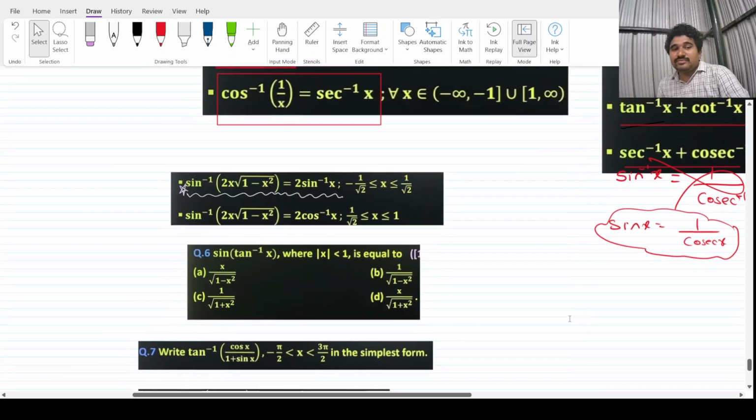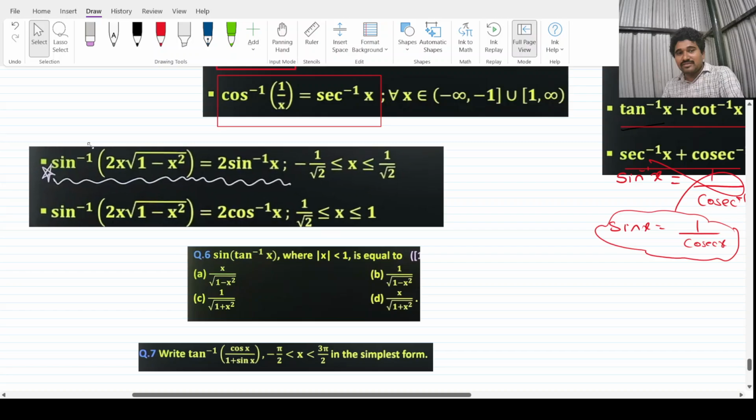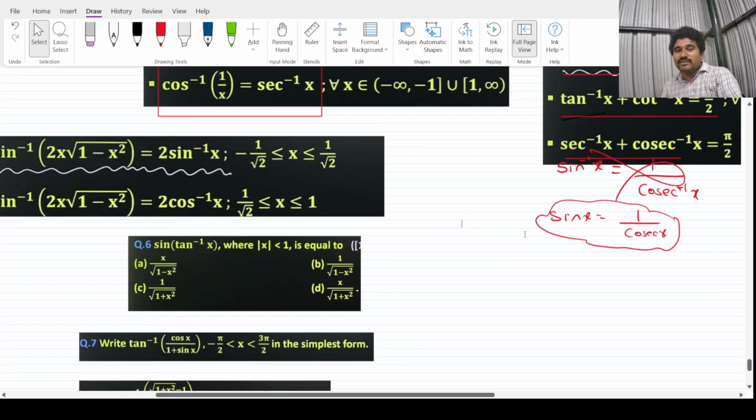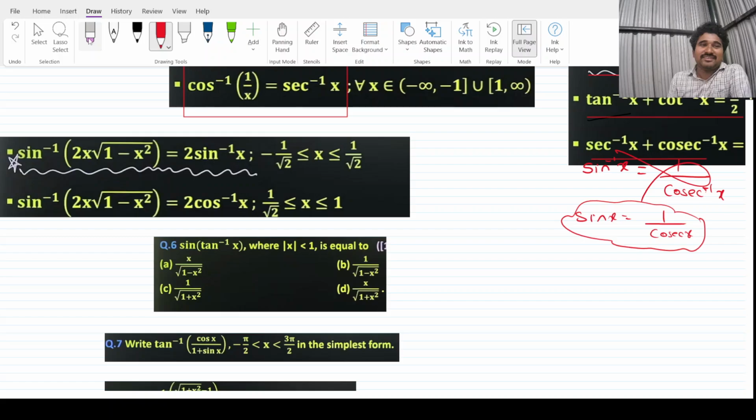Now, let's see the first question. Sin inverse of 2x root of 1 minus x square is equal to 2 sin inverse x. Prove this. That is the question. Okay, it's not the property. It's a question. In your example or exercise, it is there.